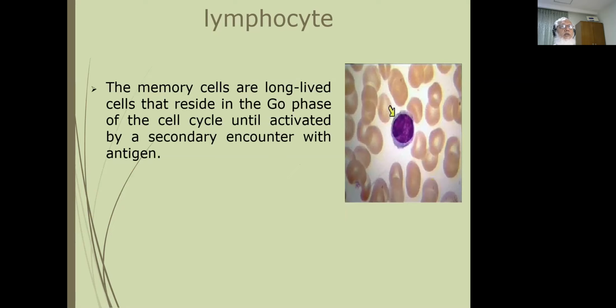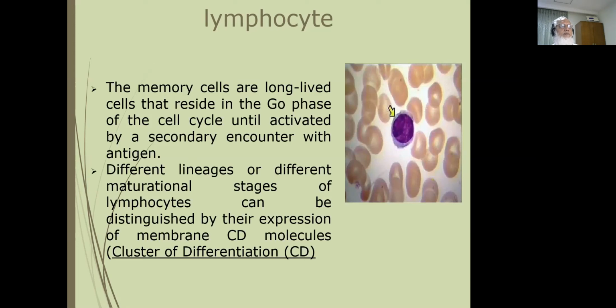These memory cells are long-lived, that reside in the G0 phase of the cycle, and until activated by a secondary antigen encounter, they remain in the body as such. And different lineages or different maturational stages of lymphocytes can be distinguished by their expression of CD molecule, cluster of differentiation molecule. So for example, you know about CD4, CD28, CD25, etc.